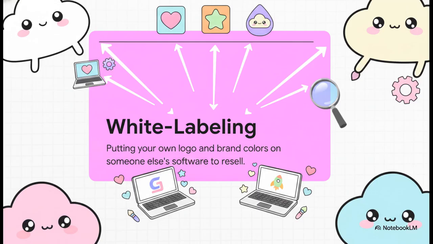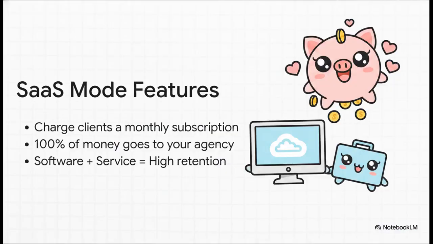This right here is where Go High Level separates itself from the pack. You don't just use their software behind the scenes, you slap your own cute logo and your company colors right on the desktop platform and the mobile app, and you present it to your clients as your very own custom-built technology. They call this SaaS mode, which stands for Software as a Service, and it originally launched back in 2020.